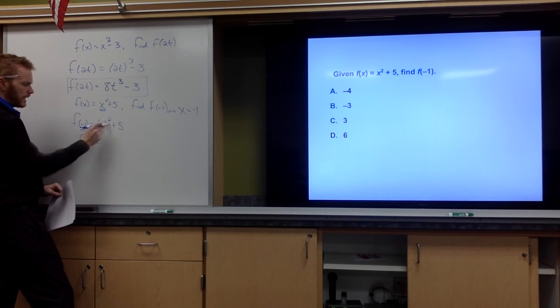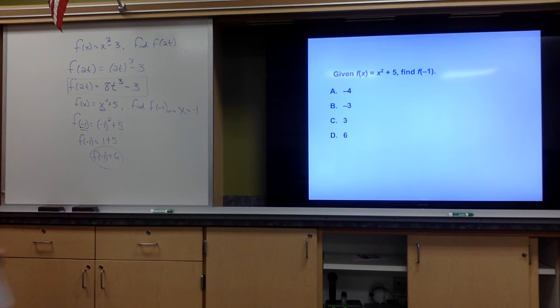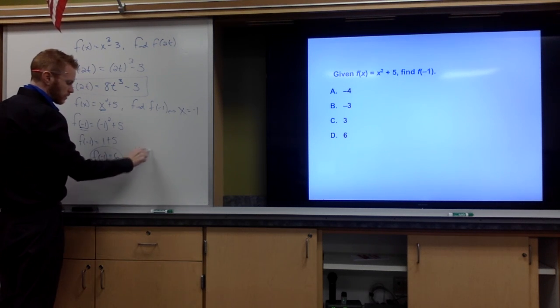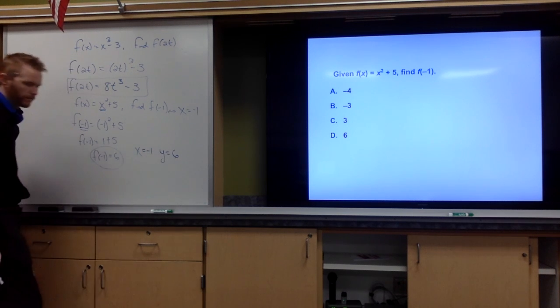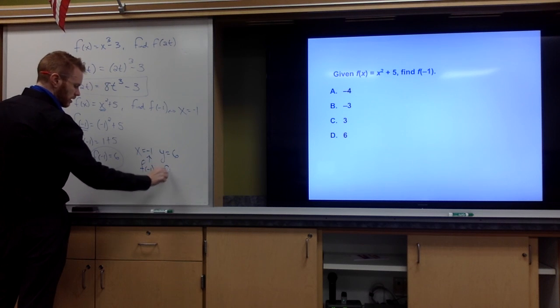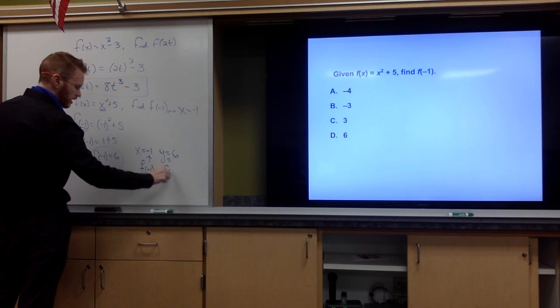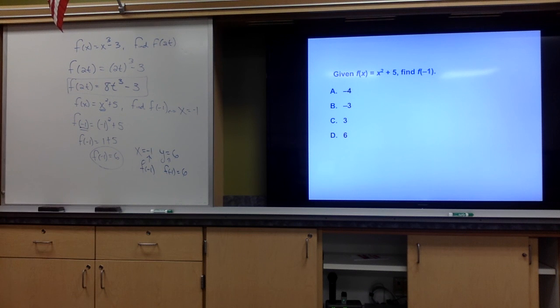Let's continue. Negative 1 squared is 1 plus 5. Add them together, we get 6 as our final answer. So my option is going to be D. Okay? Just like that. Remember, this is like me saying x equals negative 1, y equals 6. So f of negative 1 is what this represents. And then this guy right here represents f of negative 1 equals 6. Okay? So I don't know if that helps put things in perspective, what you're seeing.